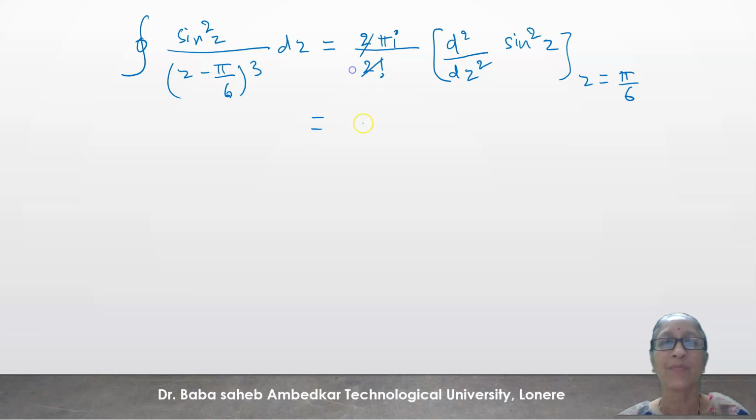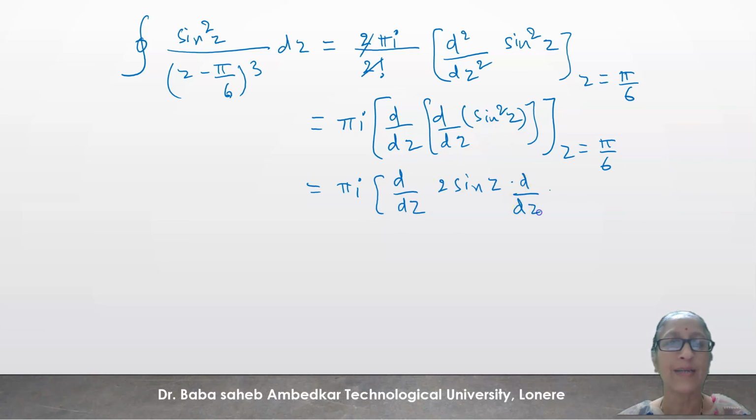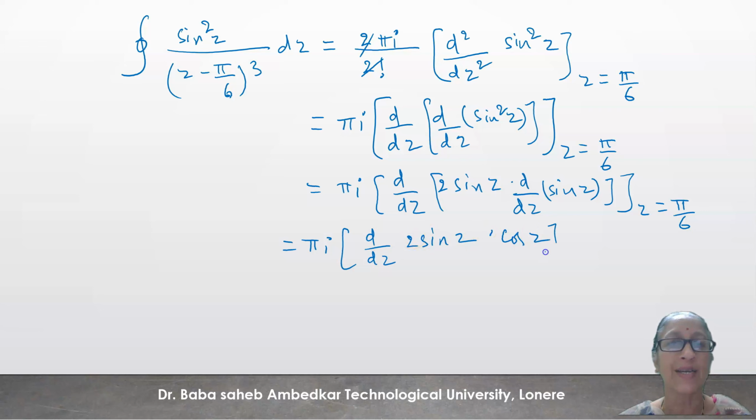Here these two numbers you can cancel. Pi i, d by dz of d by dz of sin square z at z equal to pi by 6, which is equal to pi i d by dz of, the derivative of sin square z is 2 sin z into d by dz of sin z. Here first you have to apply the x raised to n formula, then again you have to differentiate the sine. So at z equal to pi by 6, that means pi i d by dz of 2 sin z into cos z, since the derivative of sin z is cos z, at z equal to pi by 6.